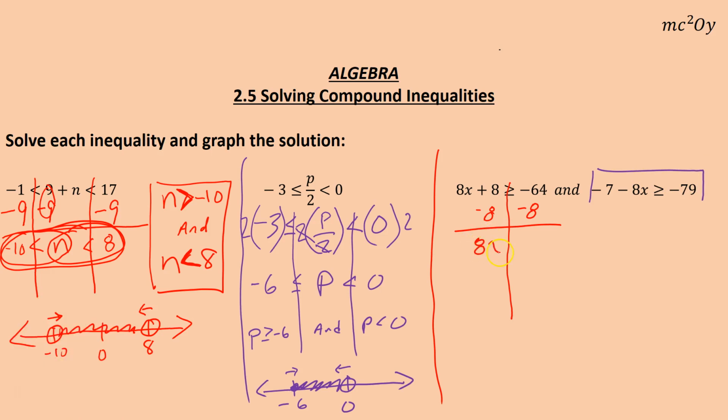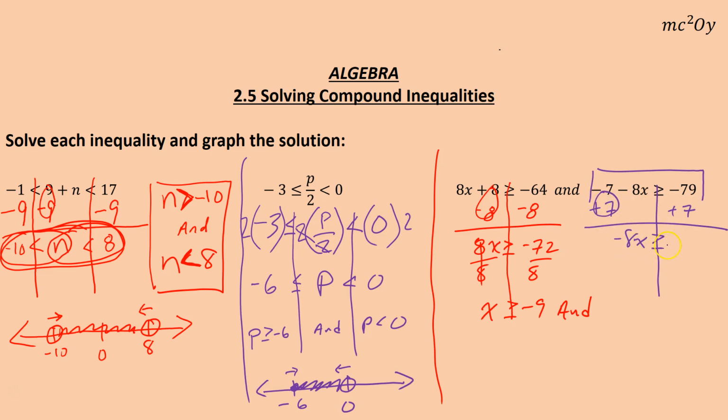So when I do this, I get 8x, that's 0, -72. Divide by 8. 1x is -9. And then we try our other one here. We will add 7. -8x greater than or equal to -72. Divide by -8. Ooh, dividing by a negative. Well, when you divide by a negative, you got to flip that symbol, that sign over. So it went from greater to less now, and you get 9.